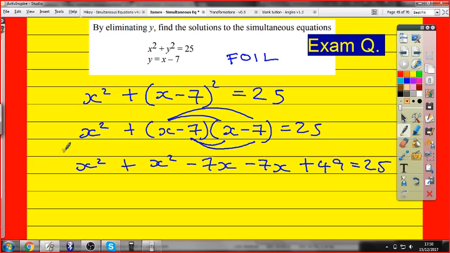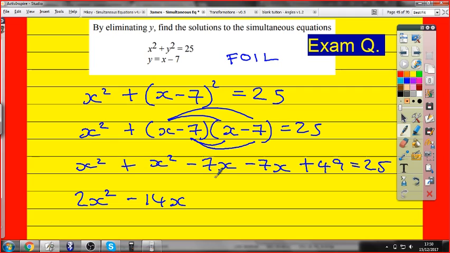Right. So there's x squared, which is x to the power 4. That would be times. Is this x squared then? Well, x squared, it's like 1x squared plus 1x squared. 2x squared. Yeah. Minus 14x. Yeah. Add 49 equals 25.